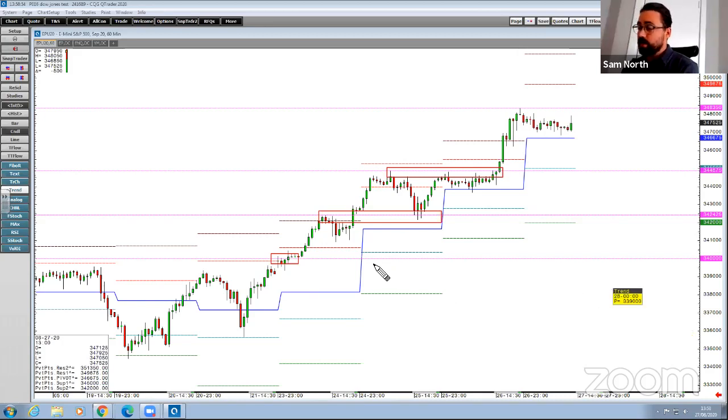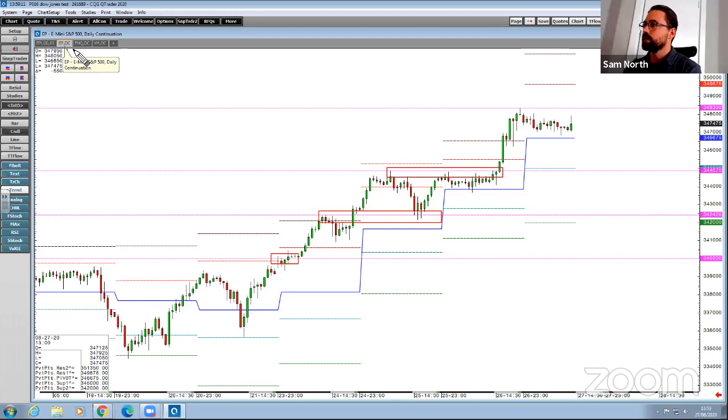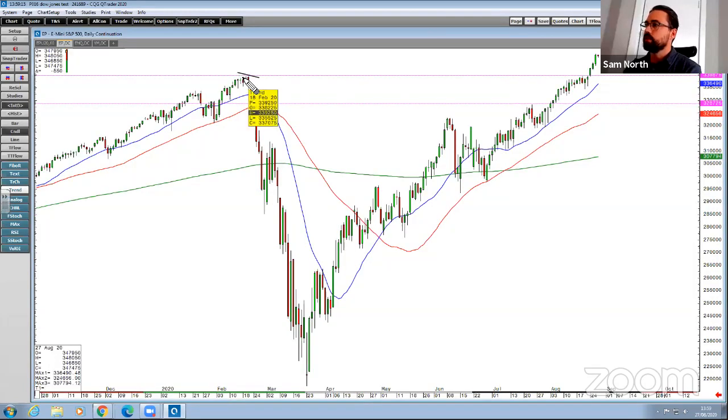The real area that I would like, and hopefully this could come in the next week or so, would be 3,400. And this would have to happen if there was this less dovish reaction. But looking at this on the daily chart, the reason for that is, of course, the previous all-time high that we had back at the end of February. So I would love that.